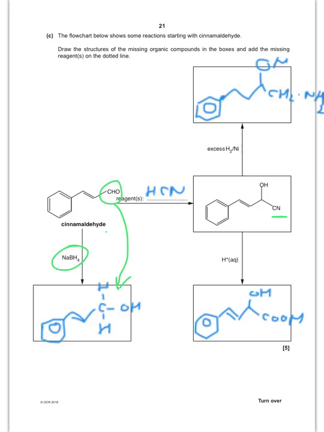Here I've added a CN, I've got a hydroxynitrile group here, so for that you add HCN. You could have said potassium cyanide and sulfuric acid, doesn't matter. Going from here to here, you are adding H+, that hydrolyzes the nitrile to give you a carboxylic acid, like so. And then excess H2 and nickel will add hydrogen across your carbon-carbon double bond and also across your nitrile group, like so.